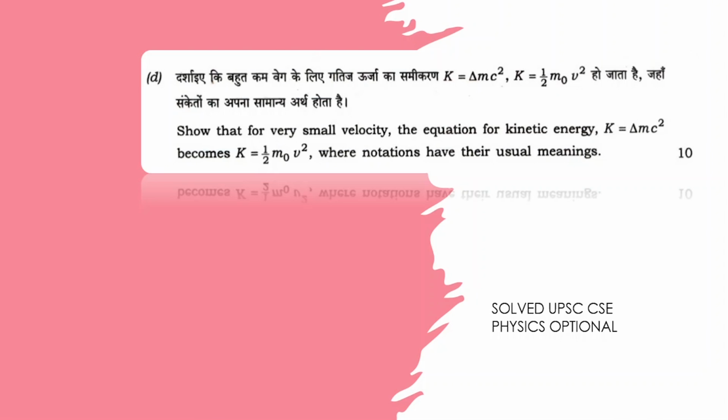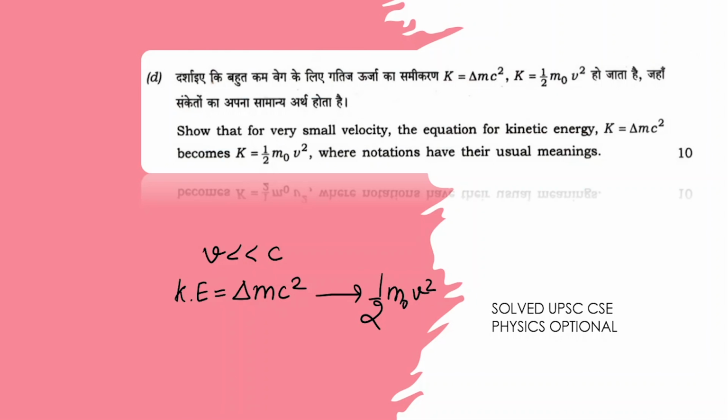In this question we have to show that for a very small velocity, the equation for kinetic energy, which is delta m c square, becomes half m naught v square. So we have to prove that if our velocity is very less than c, then our kinetic energy formula will shift from this to this.